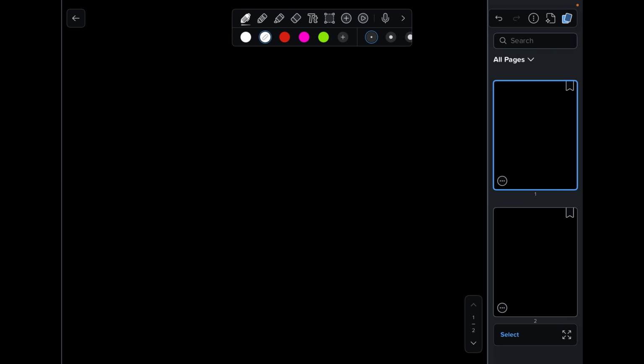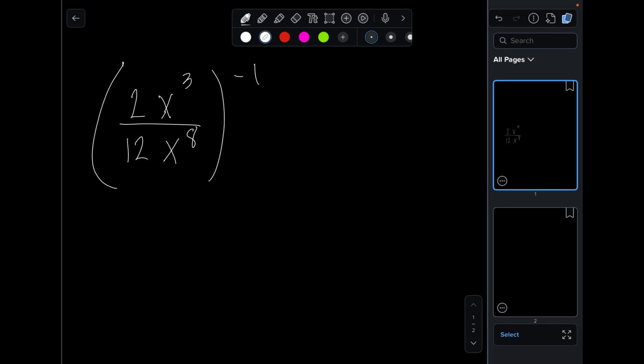Okay, your turn. What if you have 2x to the 3rd power divided by 12x to the 8th power, and we're taking the inverse of it. Try without my help first, okay? All right, so I just said it's best to do what? Handle what's in your house first, your parentheses. So 2 divided by 12 is 1 over 6, right? 1/6.